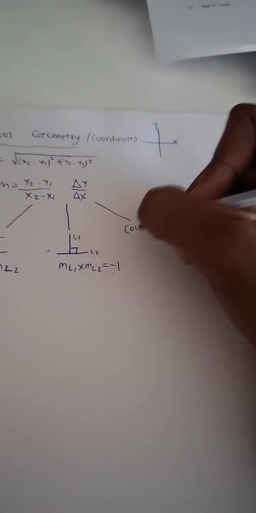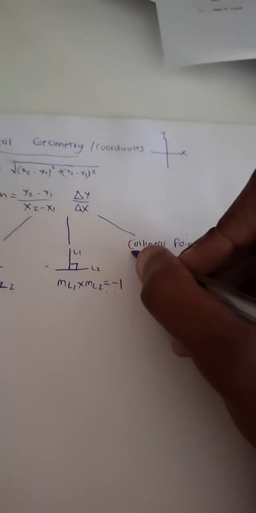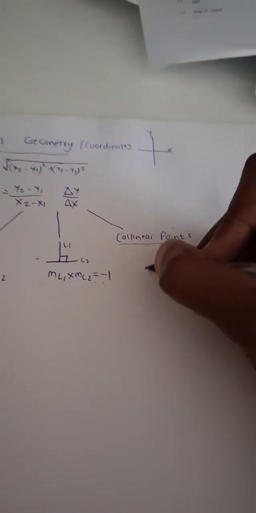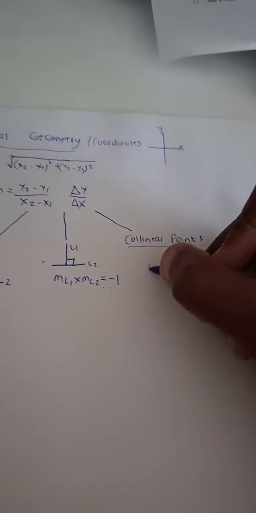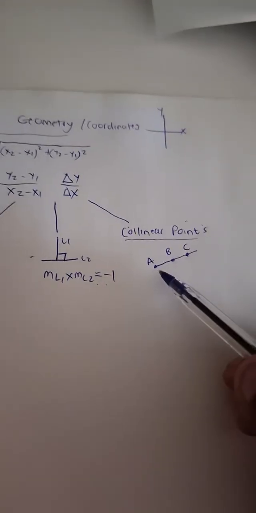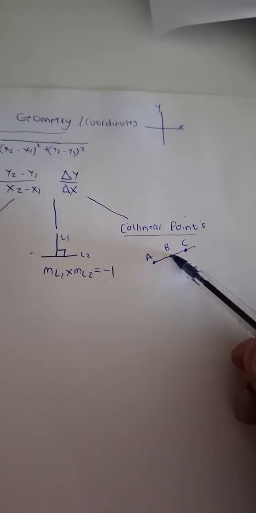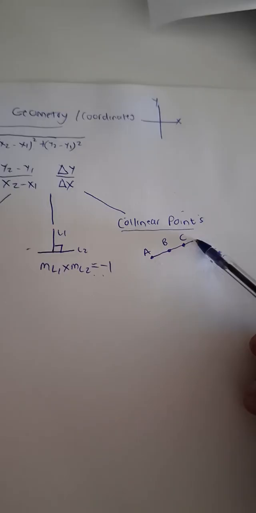The other thing that is very important is collinear points. What do we mean by collinear points? Collinear points are points that lie on the same line. What do we know about points that lie on the same line? Obviously, if it's a straight line and all these points lie on this line, we know that the gradient of this line is the same throughout this line.